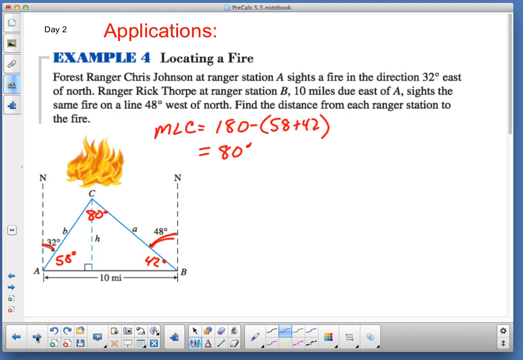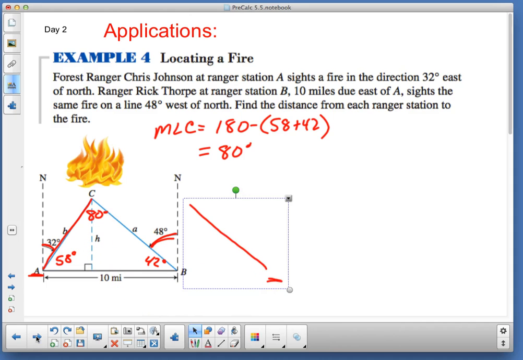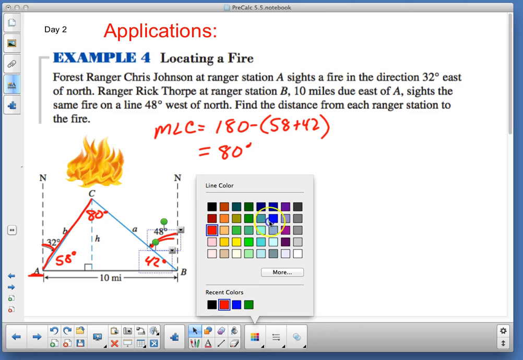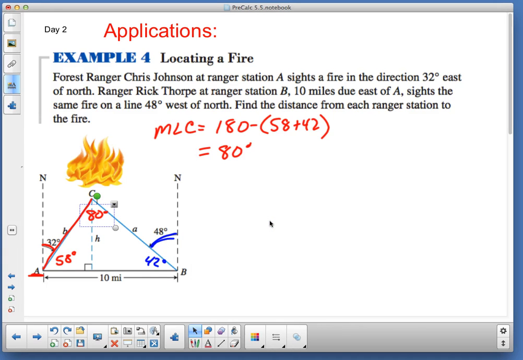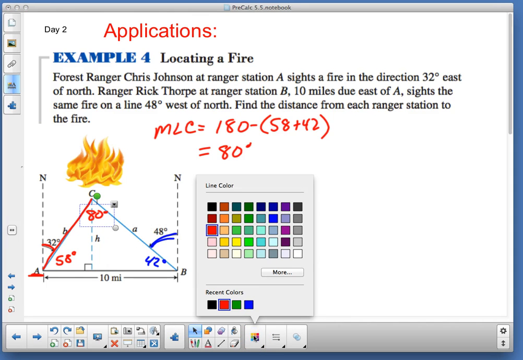Now, if I'm going to find this, you got to be careful. They're asking to find the distance from each ranger station to the fire. Well, from ranger station A, I have line B to the fire. And from ranger station B, I have line A to the fire, so don't screw these up. You got to be careful as we're going through, and because of that, I'm going to be careful by doing those things with red for that one, blue with that one, and purple just for fun. That's going to be a different color right there, purple.